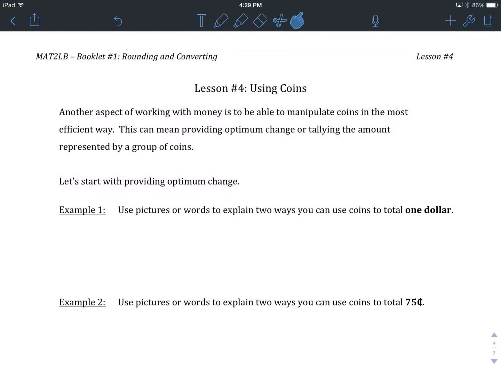Welcome to MAT 2LB, booklet number 1, Rounding and Converting, lesson 4, Using Coins.